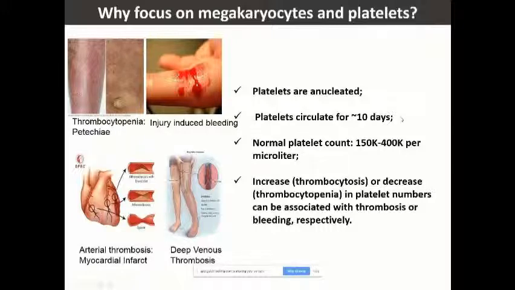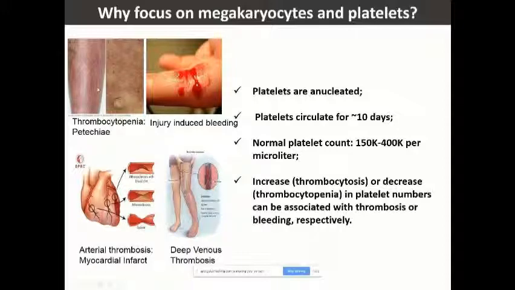Platelets have a half-life of 10 days in humans, so they live for a very short time only. We have a normal platelet count, which we maintain. Each individual has their own specific platelet count, which is 150 to 400 per microliter, and that is very well defined in each individual. An increase, which we call thrombocytosis, or decrease, which we call thrombocytopenia, in platelet numbers can be associated with thrombosis or bleeding, respectively, and that's depicted here.